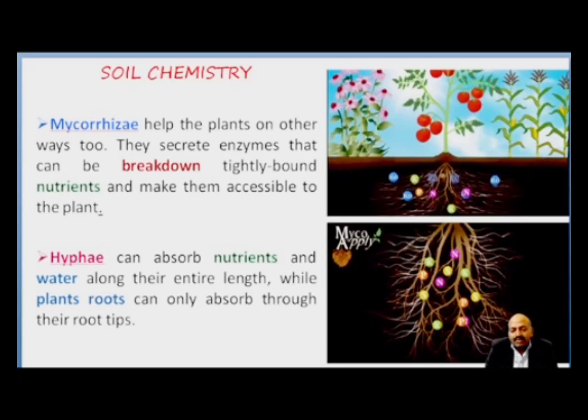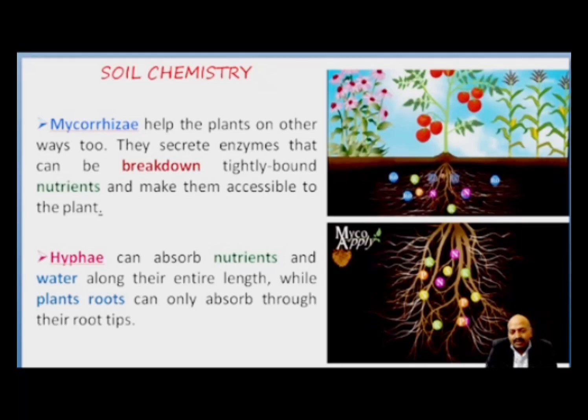A very important concept from this entire soil chemistry is mycorrhizae. These are wonderful organisms that help plants get sufficient nutrients and also eliminate metal toxicity. Mycorrhizae help plants in other ways too. They secrete enzymes that break down tightly bound nutrients and make them accessible to the plant. A wonderful phenomenon takes place through the mycorrhizae. That is the role of the mycorrhizae.